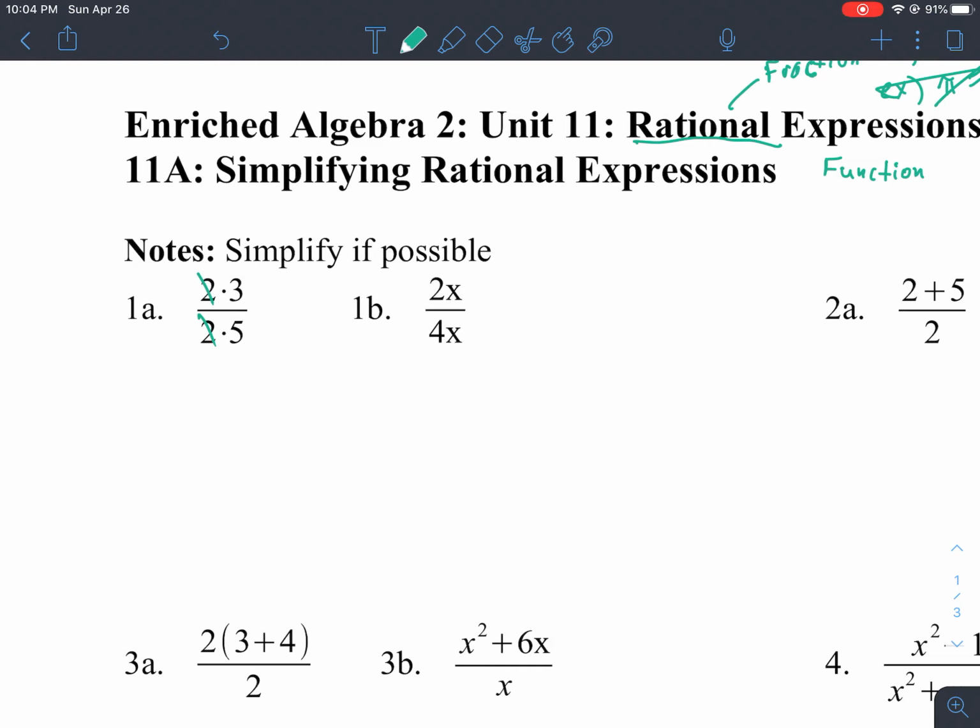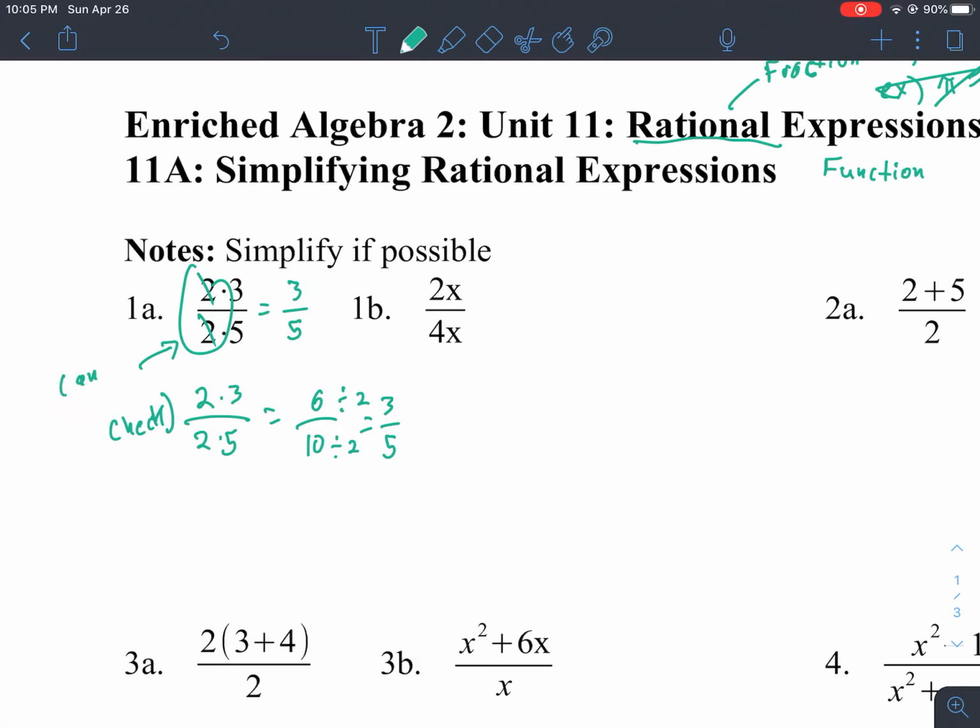So let's see here. If 2 divided by 2 is 1, then we get just 3 over 5. We can check our answer by multiplying 2 times 3 and 2 times 5 to double check that it works. Okay, so this is our check. 2 times 3 is 6, 2 times 5 is 10. 6 over 10 reduces to 3 over 5. So it works. You can cross out the 2 over 2.